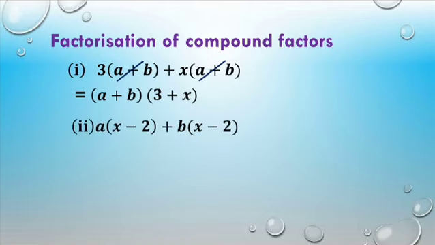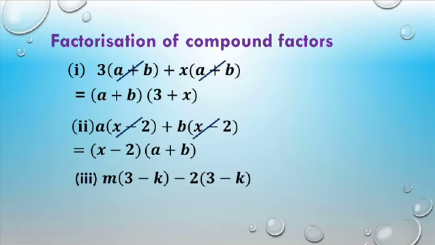Second example, a into x minus 2 plus b into x minus 2. So here you can see that x minus 2 is common to both terms. So I take x minus 2 common and I'm left with a plus b. So I have x minus 2 into a plus b.